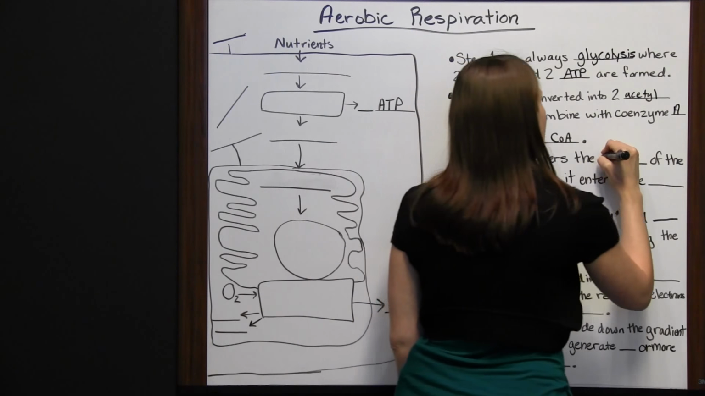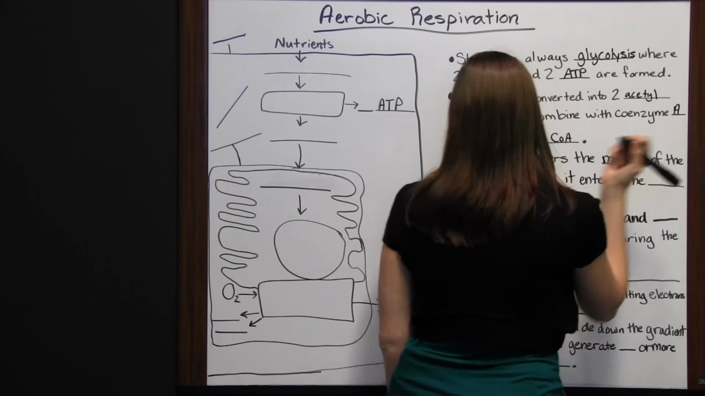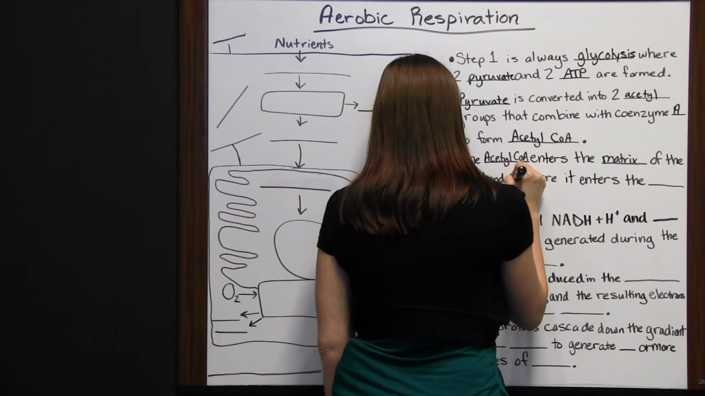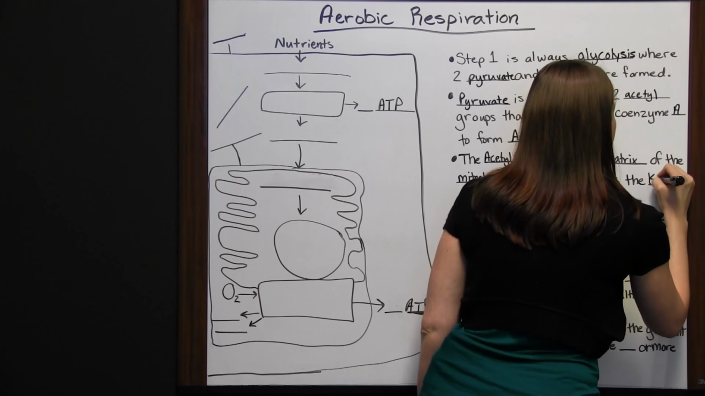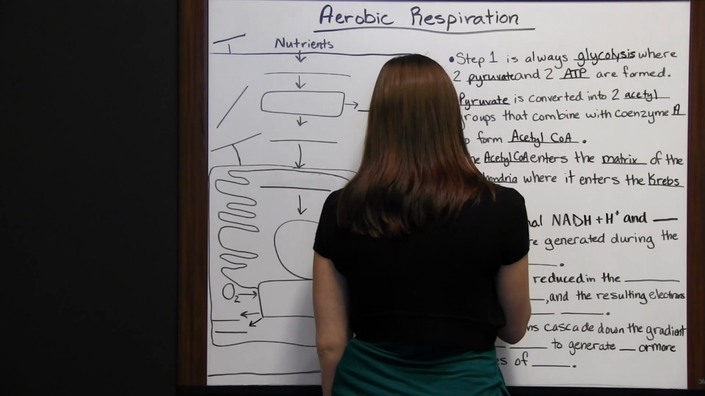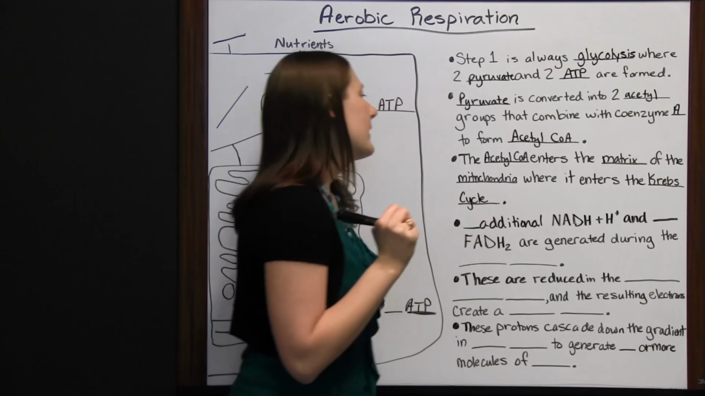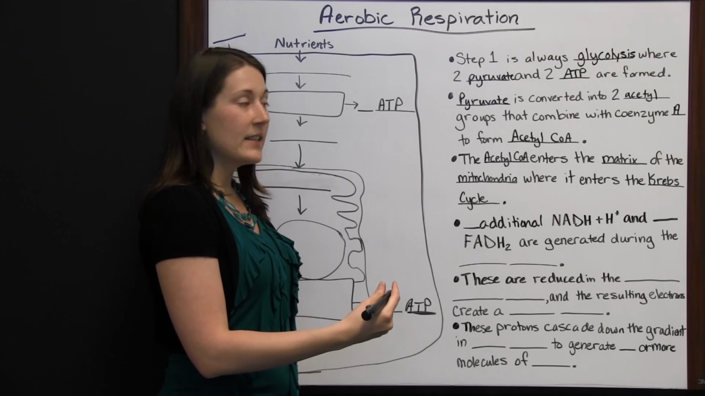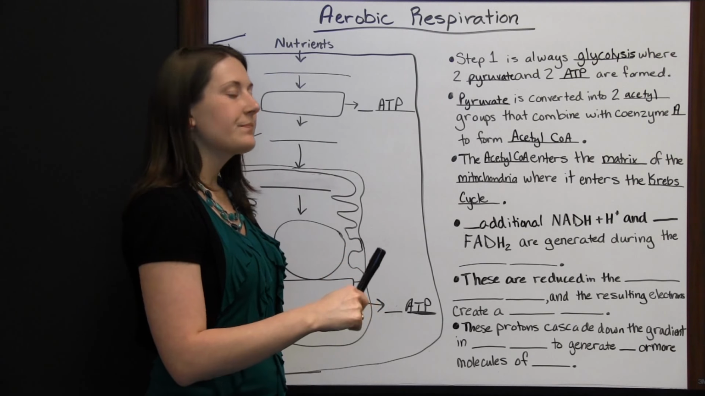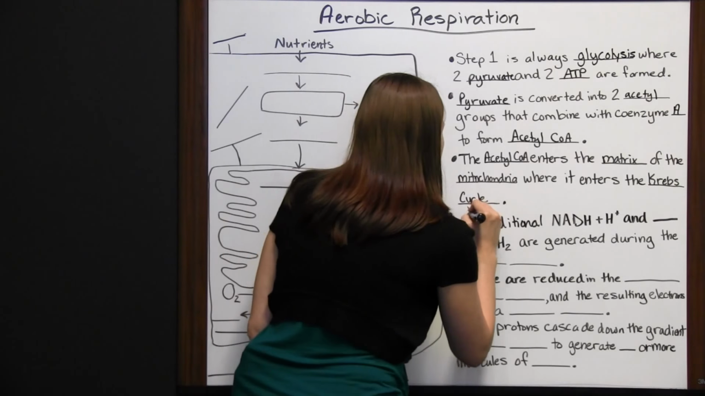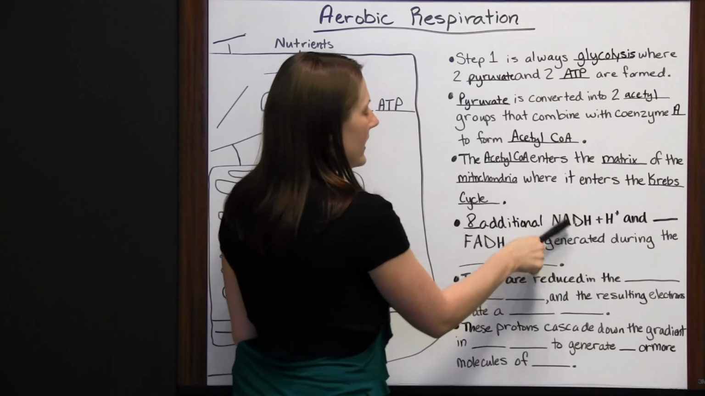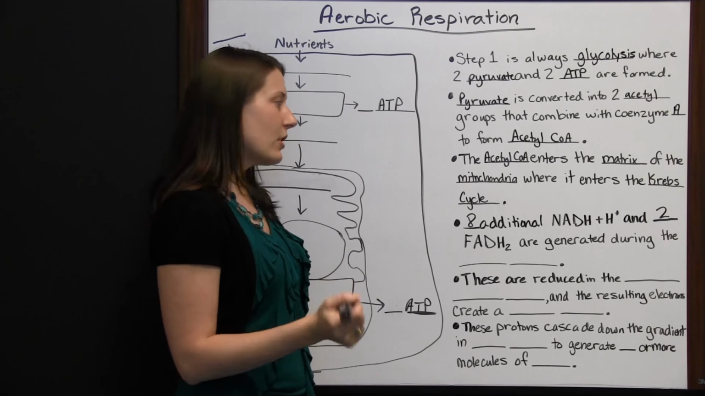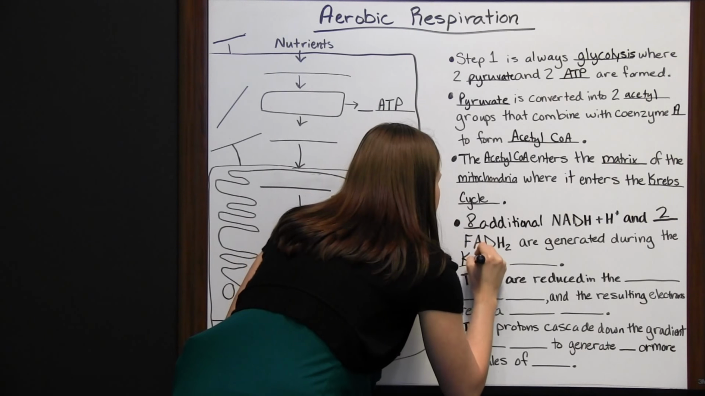Next, the acetyl-CoA enters the matrix of the mitochondria, where it enters the Krebs cycle. And this is also called the citric acid cycle. So we've got our acetyl-CoA entering the matrix of the mitochondria. This is where it's going to take place. And then it enters the Krebs cycle. During the Krebs cycle, 8 additional hydrogen-rich NADH molecules and 2 additional FADH molecules are generated.